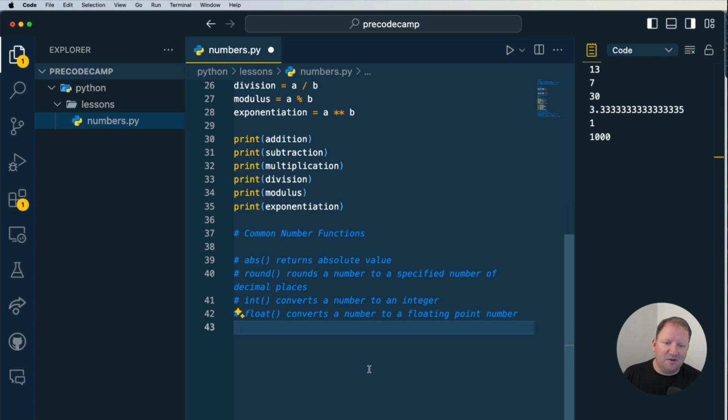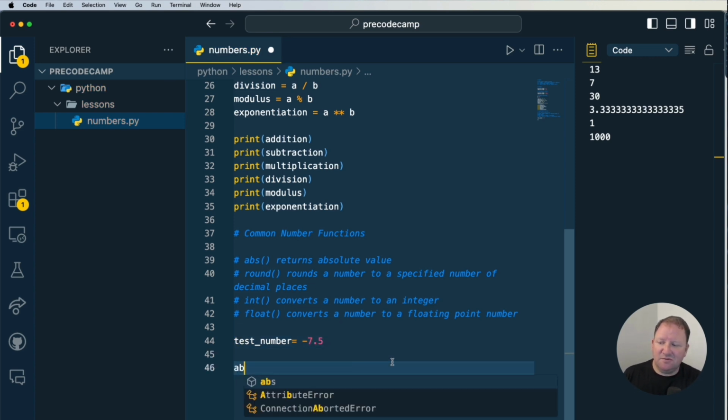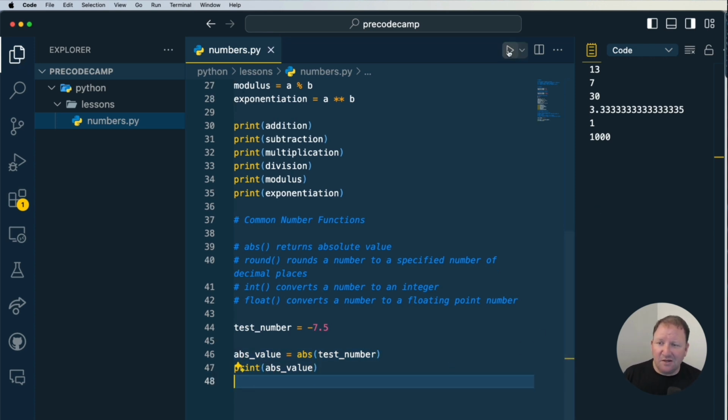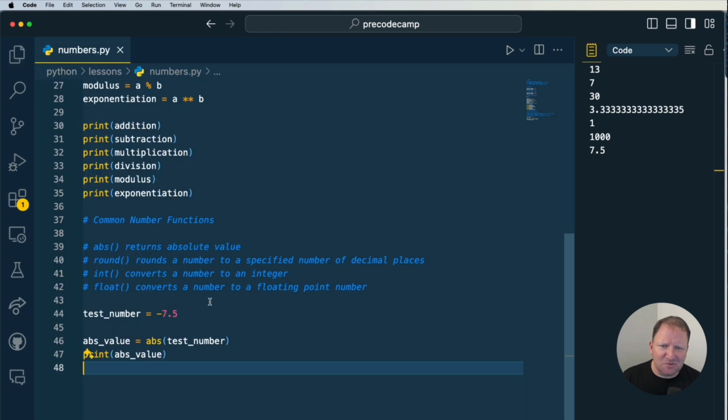And we can test this out here with, let's go ahead and just do a test number. We're going to utilize minus 7.5. And down here, we can do absolute value, and we can put in the test number in there, and then of course we can print it to test this out, and then run it, and notice that it did remove the negative sign on there.